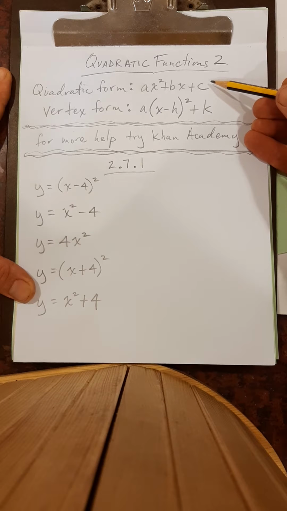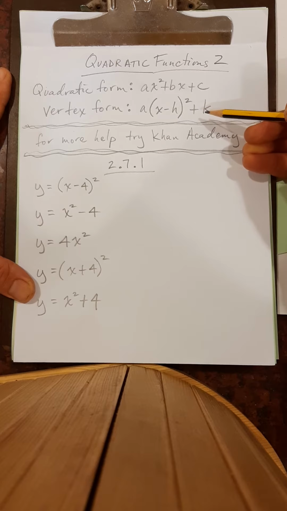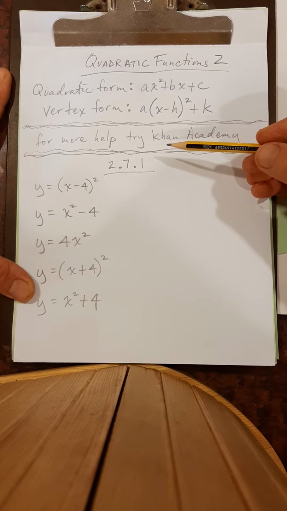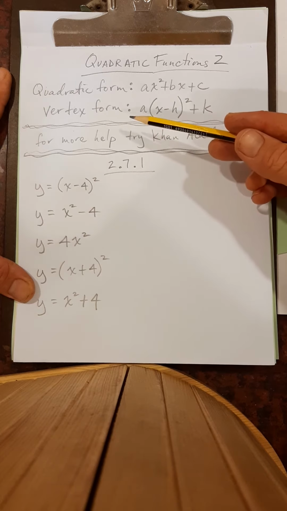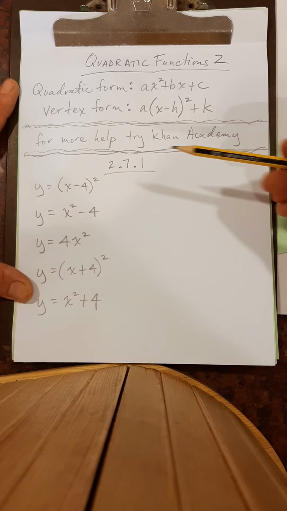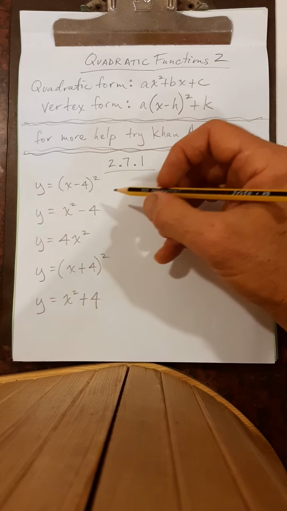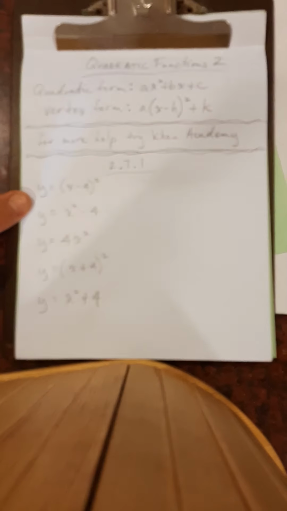Okay, the quadratic form, ax squared plus bx plus c, and then the vertex form, which is really helpful for graphing, and you'll see in just a moment. So if you need more help, feel free to go to Khan Academy, okay? You can search Khan Academy vertex form, and he has a bunch of lessons, and he's more experienced than I am. But I'll teach you straight to this here. All right, let's look at this first one, 2.7.1.